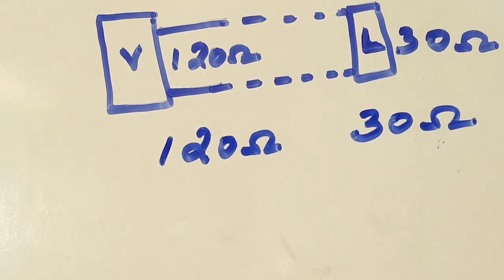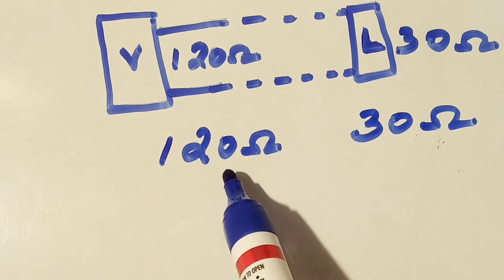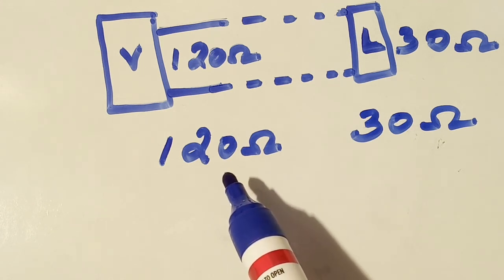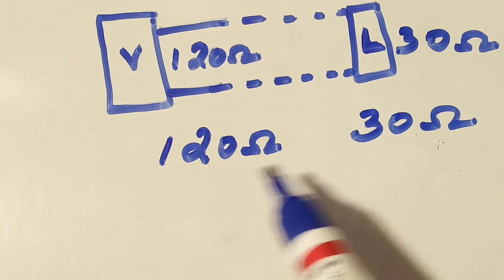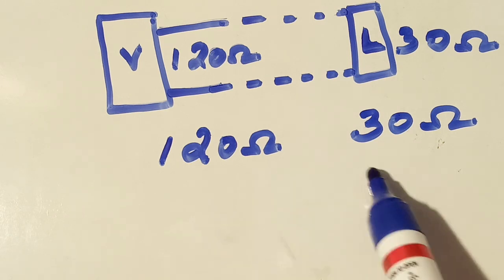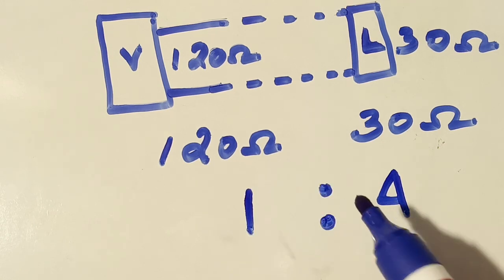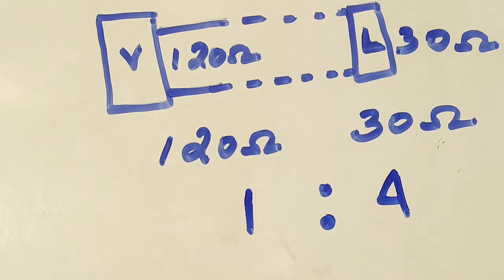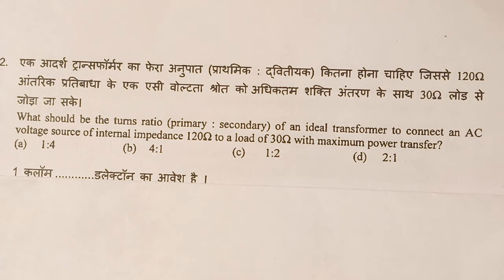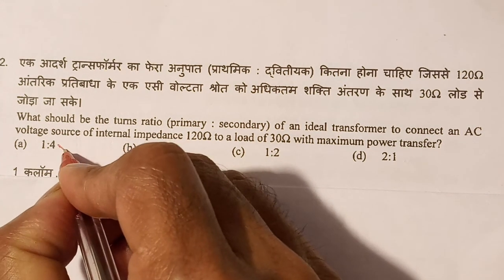Now, for maximum power transfer, what is the turns ratio of the transformer used? Here we need to increase the load 4 times, so the turns ratio is 1:4 to transfer the maximum power. Now we'll see the options. For question number 42, the answer is option A, 1:4.